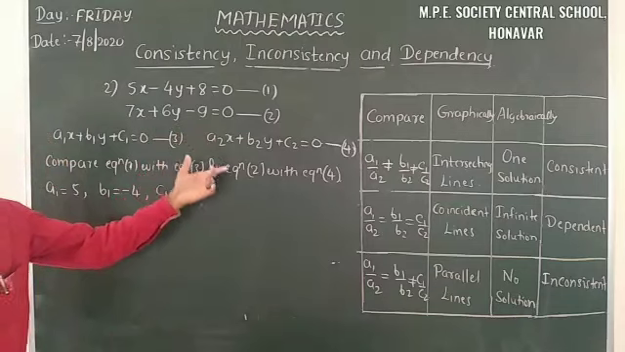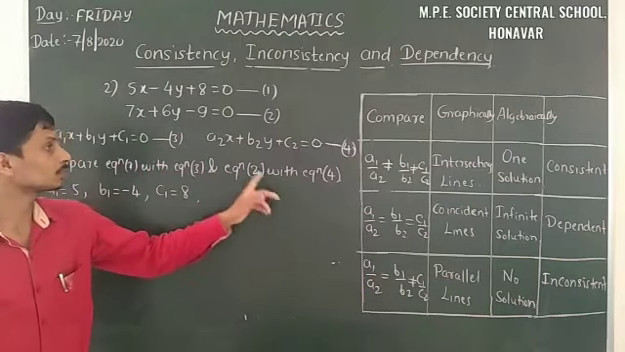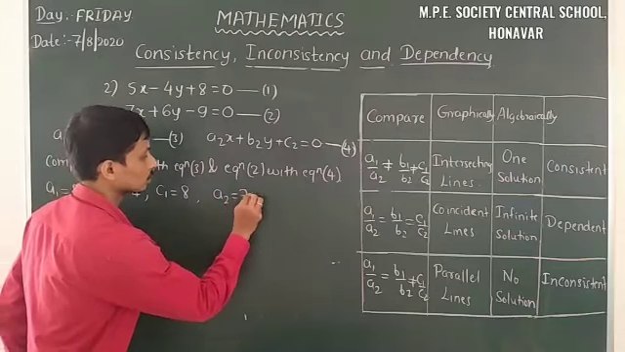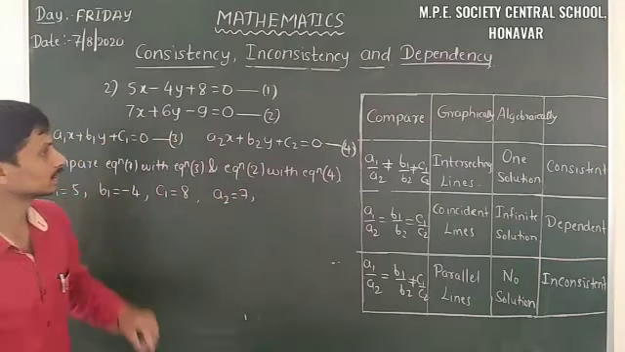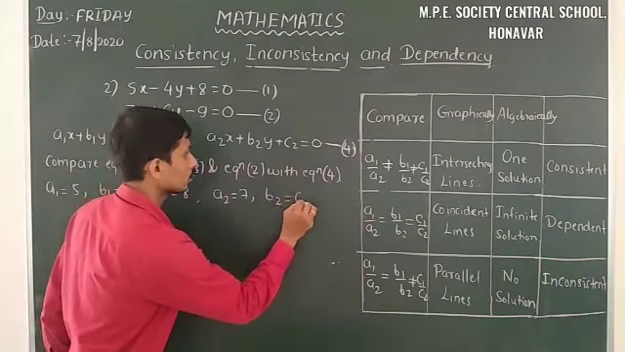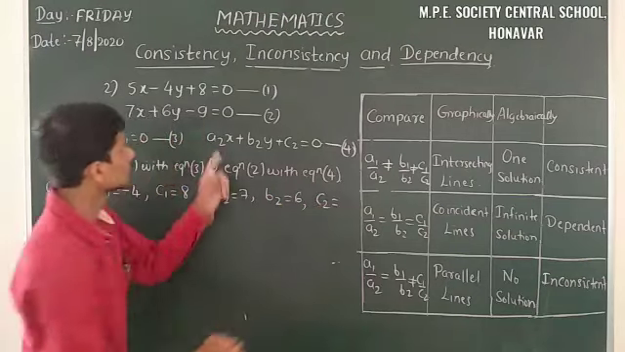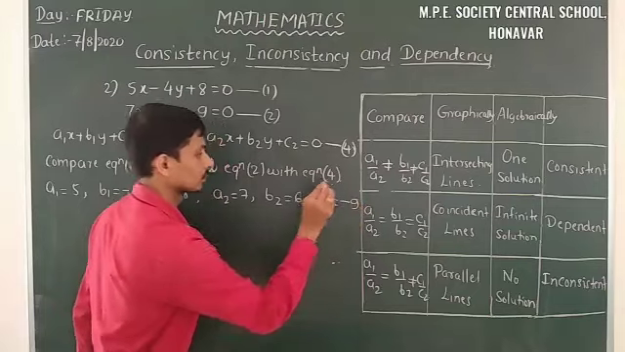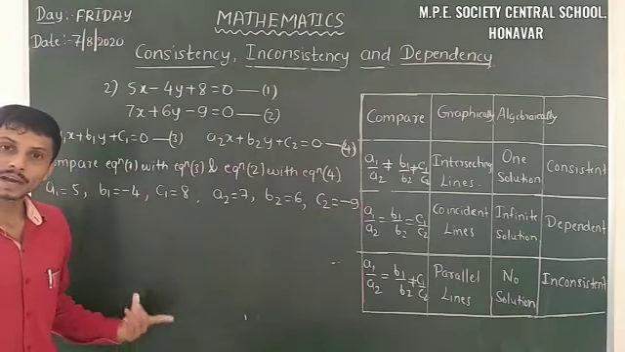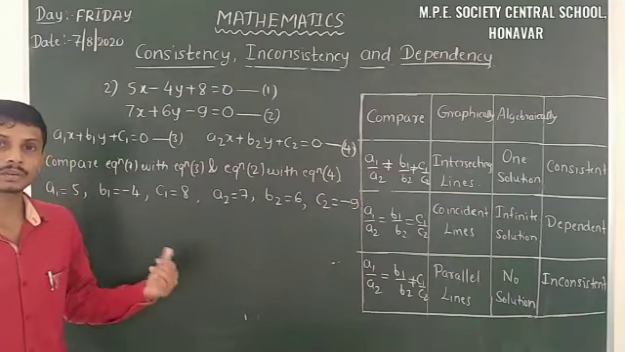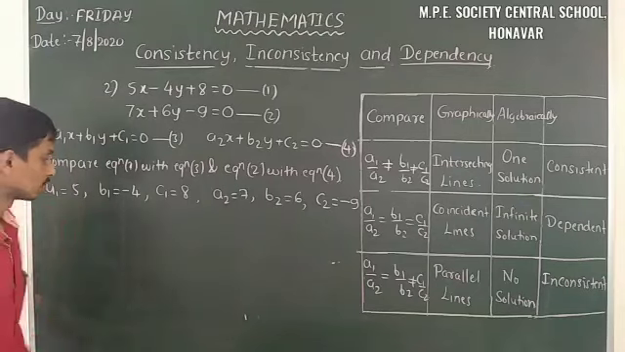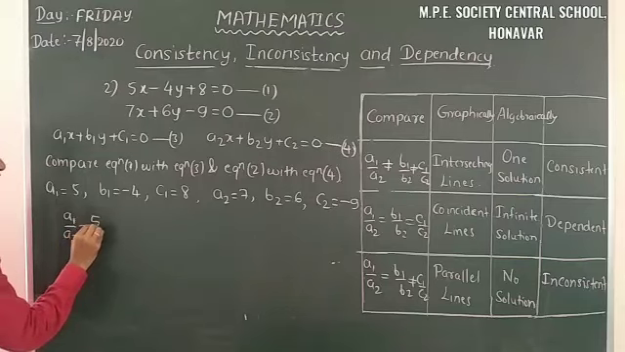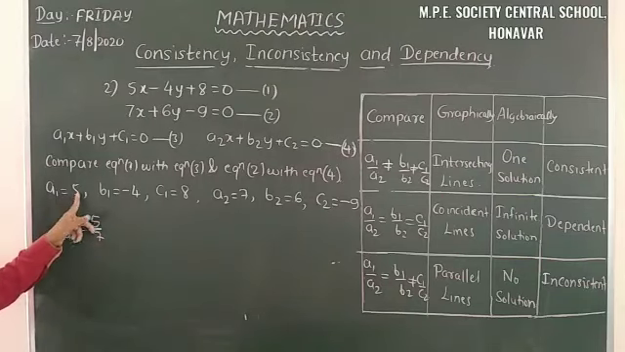Then when we compare equation 2 with equation 4, a2 is equal to 7, b2 is equal to 6, and in place of c2 we have minus 9. After that, we have to divide a1 by a2, b1 by b2 and c1 by c2. Firstly a1 by a2 we have to take 5 by 7, because a1 is 5.